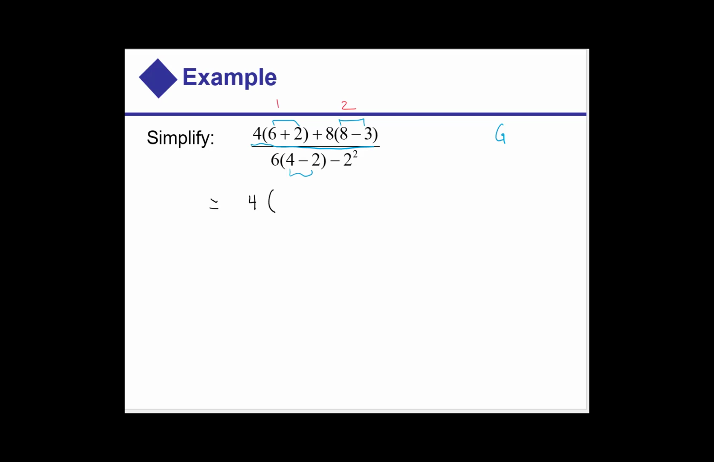4 has to wait. And then we add the group. 6 plus 2 is 8. Plus 8 has to wait. 8 times the group has to wait. But in the group, we have to subtract. 8 minus 3 is 5. On the bottom, 6 times the group has to wait. And we have to do this third group. 4 minus 2 is 2, minus 2 squared.